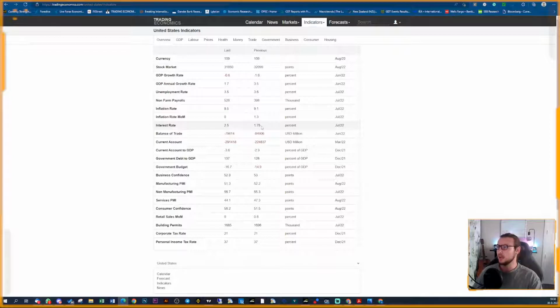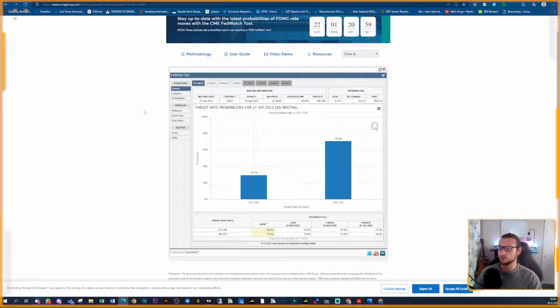I was also looking at the Fed watch tool. You can look at the next interest rate decisions and when the next FOMC meetings are going to be. The next one is September 21, then November 2nd, December 14th, etc. You can see how much the market is pricing in. For the next meeting, September 21, the market is pricing in a 30% chance of an increase of 50 basis points. So the market expects to go to 300.